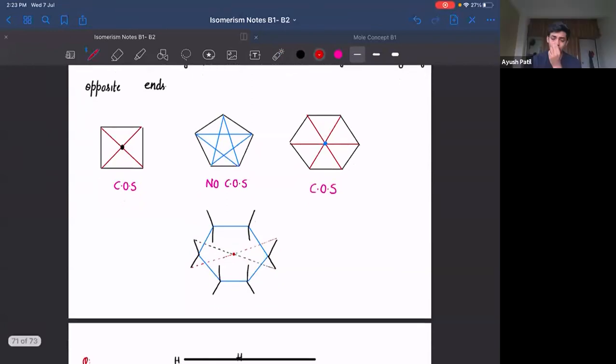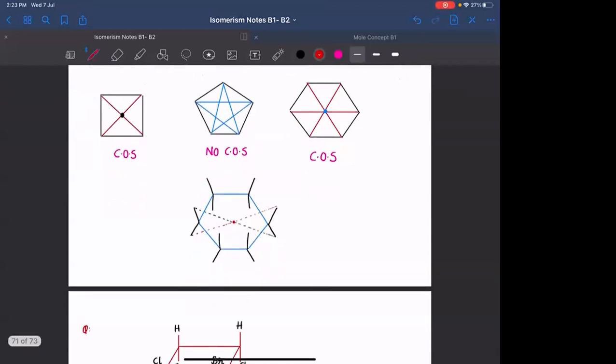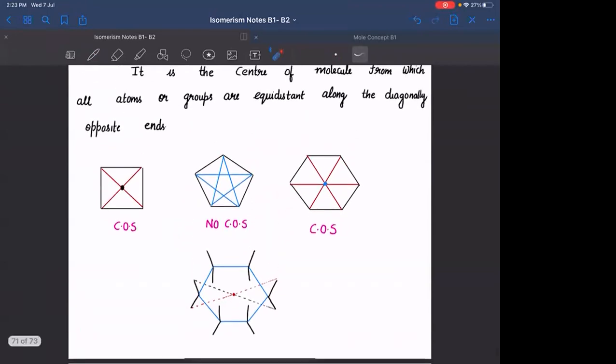Okay. What does molecule having center of symmetry mean? In the diagonally opposite ends, if you have similar groups, meaning here also CH3, here also CH3, here hydrogen, here hydrogen, then the molecule is said to have center of symmetry. If the groups at diagonally opposite ends are similar, then the molecule is said to have center of symmetry. I will show you examples.